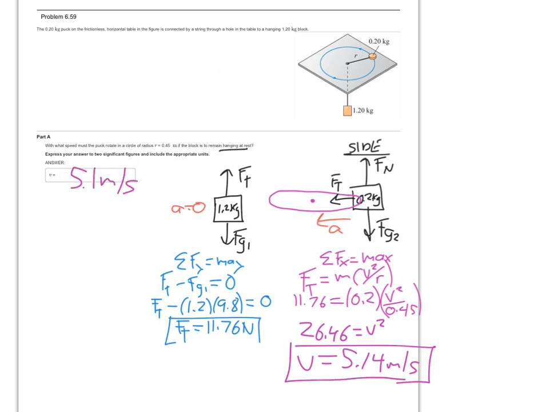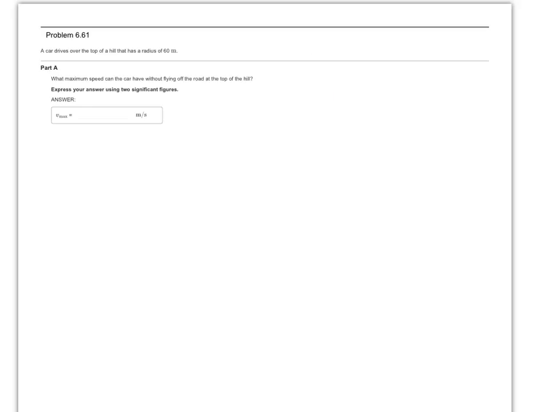For this next one, we have a car driving up over a hill, and the hill has a radius of 60 meters, so it looks something like that. It's a curved hill. And we have the car there at the top of the hill. So the car is going up and over the hill like that. We want to know the maximum speed the car can have without flying off the road at the top of the hill.